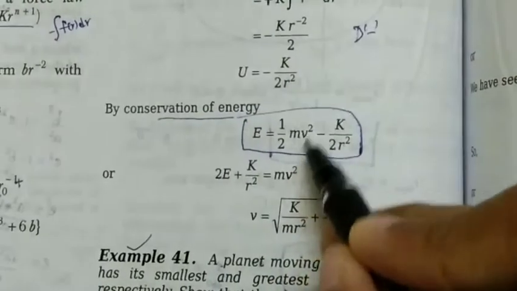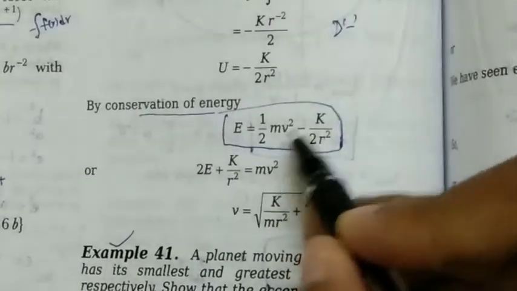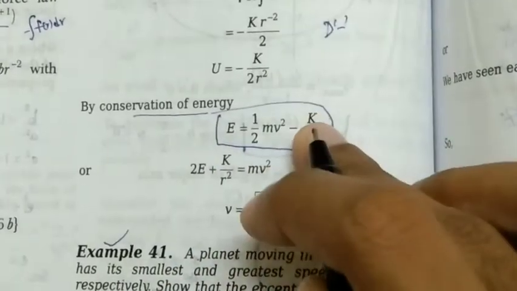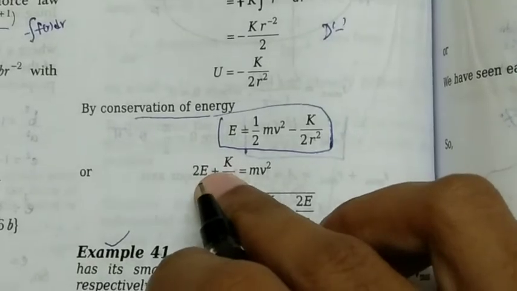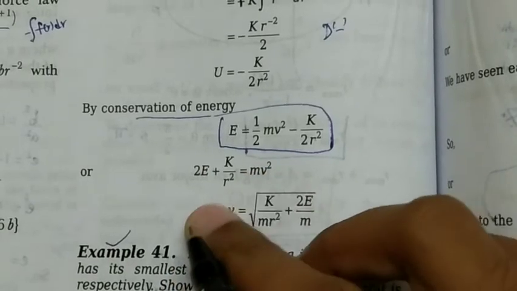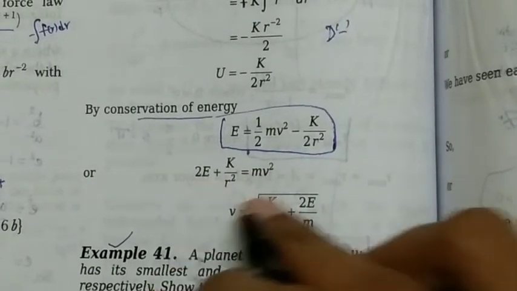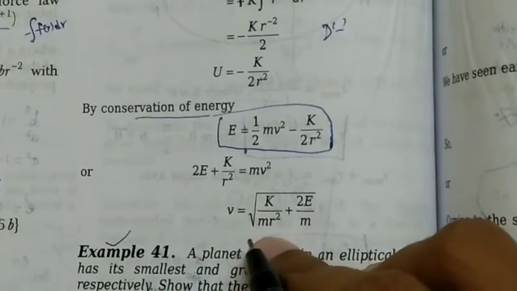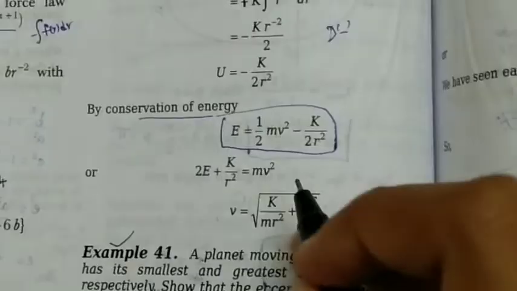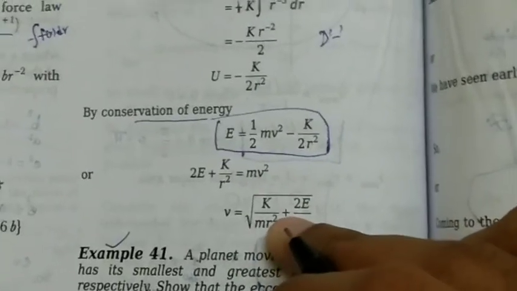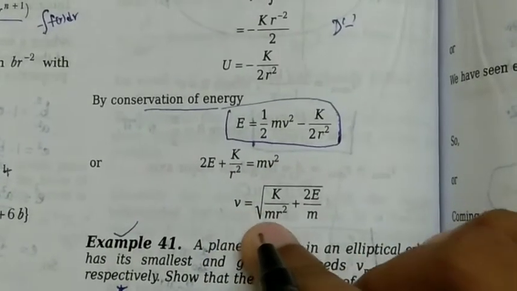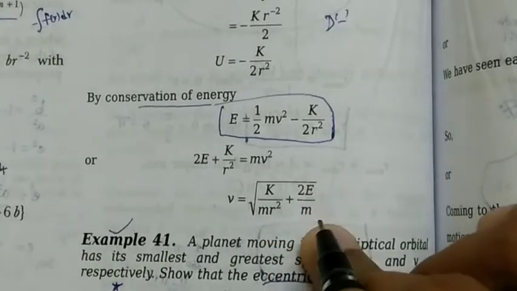Now we need to find this v that was asked in this question. So if we send this one to that side and multiply with 2 on both sides, first we need to send this one, so it would become plus, and multiplying with 2 you would get 2E plus k by r square, and we need to send this m to the denominator. So 2E by m plus k by m r square, and if we send this square to that side, you would have the square root. So after simplification, finally we have proven that the velocity of the particle is nothing but square root of k by m r square plus 2E by m.